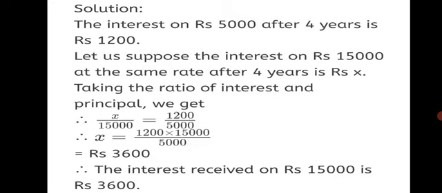You have learned already how to solve sums based on direct proportion and inverse proportion. So taking the ratio of interest and principal, we get X upon 15,000 is equal to 1200 upon 5,000. Cross multiply: X is equal to 1200 into 15,000 upon 5,000. The zeros will be reduced and then 5 3s are 15, 12 3s are 36, so 3,600 is your answer. The interest received on rupees 15,000 is rupees 3,600. So here you can do the sum based on direct proportion.